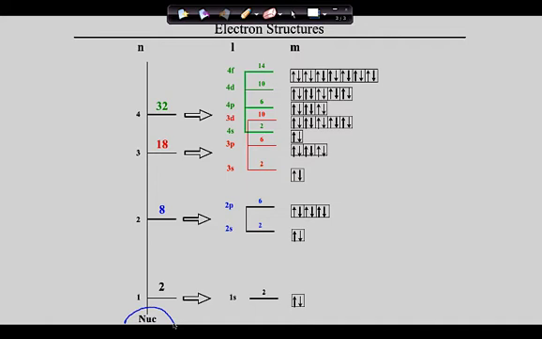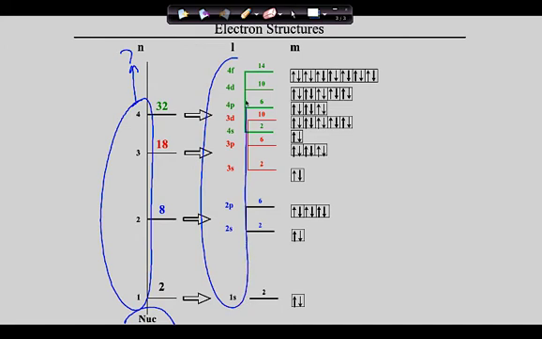So first of all, we understand that the energy levels range from 1 to 4. They actually go up to 7, but you're only accountable for the first 4 energy levels. Then from there, these energy levels are broken into what we call sublevels, and these sublevels are labeled S, P, D, and F, and then these sublevels are broken down into orbitals.